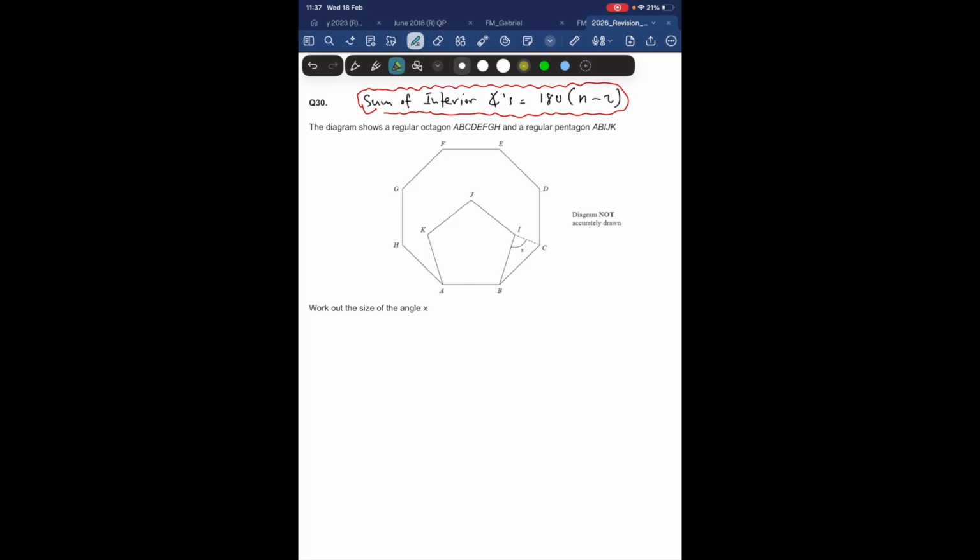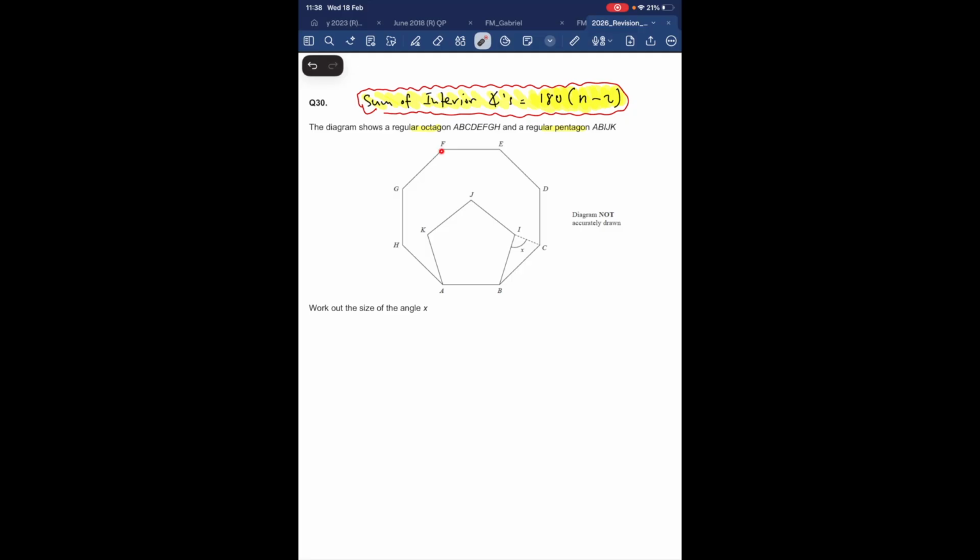This is another polygons question, and with all polygon questions, we are going to start by using the formula for calculating the sum of the interior angles. This should now start to become very, very familiar to you. 180 times n minus 2, where the n here is the number of sides in the polygon.